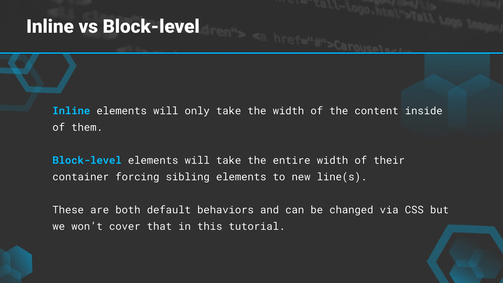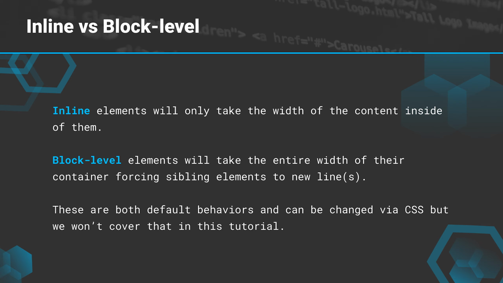Finally, before reviewing what it means to be semantic and all of the elements at our disposal, I want to mention the HTML document's flow and how elements work within it. Elements will either be inline or block level elements. Inline elements will only take the width of the content that is inside that element. Block level elements will take the entire width of their container, forcing sibling elements to a new line, no matter what content is inside of that block level element. These are both default behaviors and can be changed via CSS, but we won't cover that in this tutorial. Links for the full list of inline and block level elements can be found in the description below.